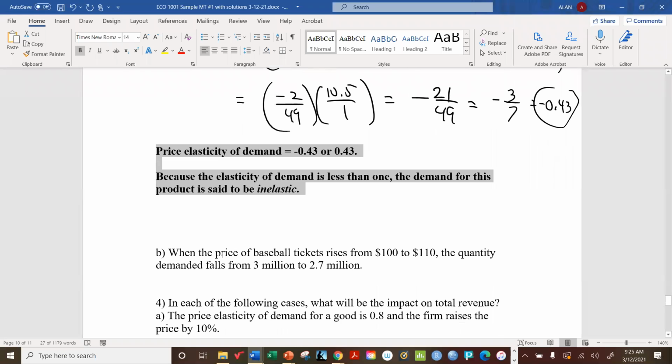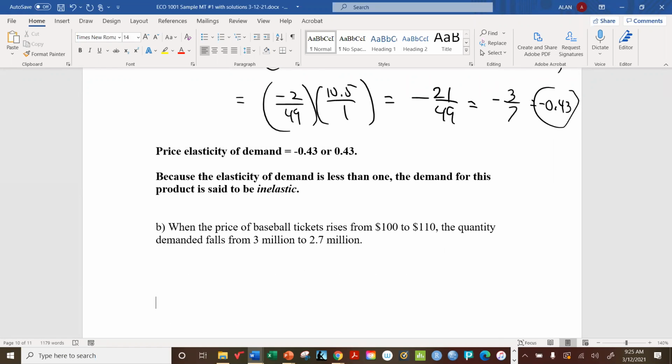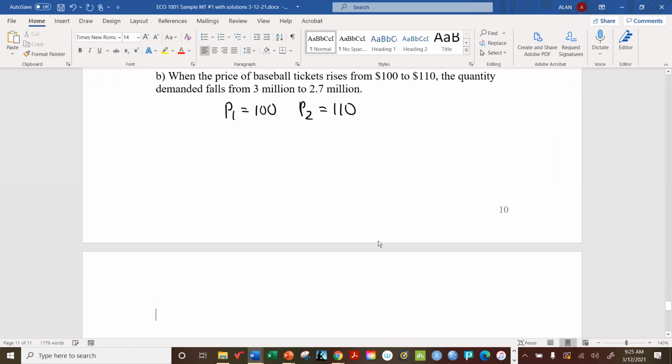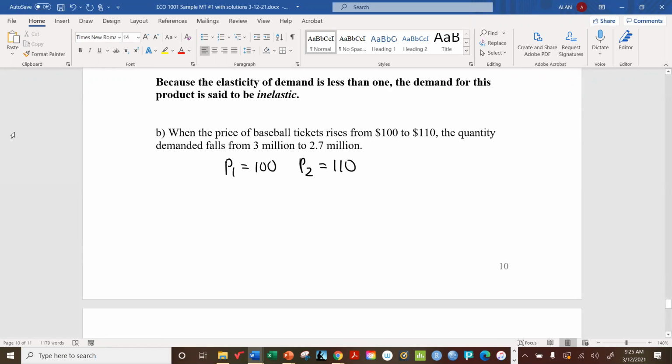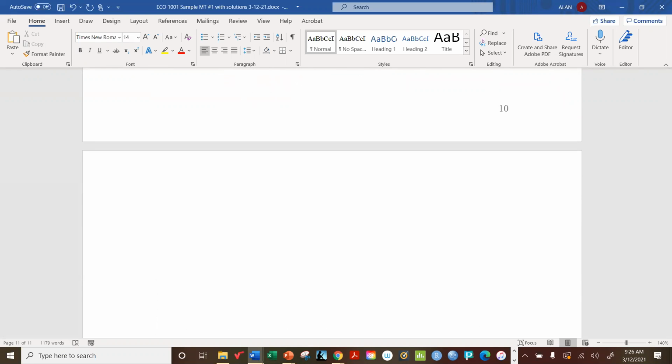Now, let's try this one. So again, you can ignore the millions. They would all cancel out anyway if you put in all those zeros. It just makes it a lot messier. So the price of the tickets goes from 100 to 110. And quantity demanded drops as a result from 3 to 2 million. All right, well, of course, we're going to use the same formula.